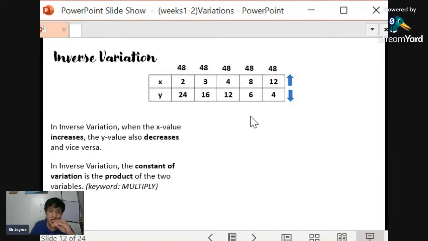So, you can recheck that. Pare-pareho pong 48 yan. So, imumultiply po. And now, 48 is our constant of variation. Okay? So, nakuha po ba yun?